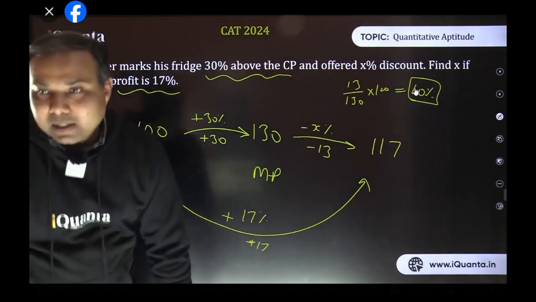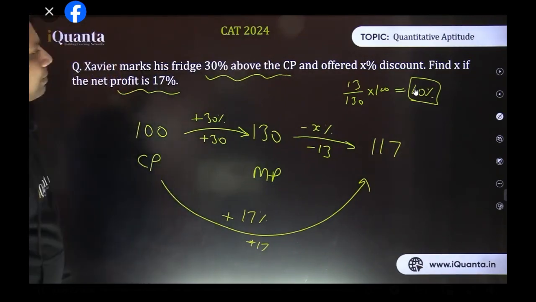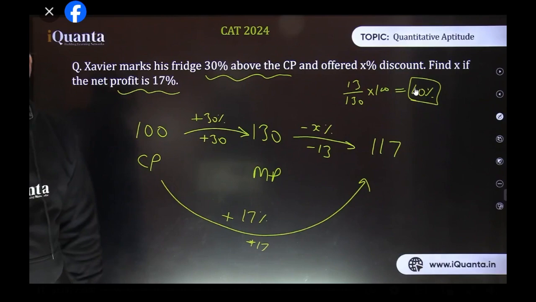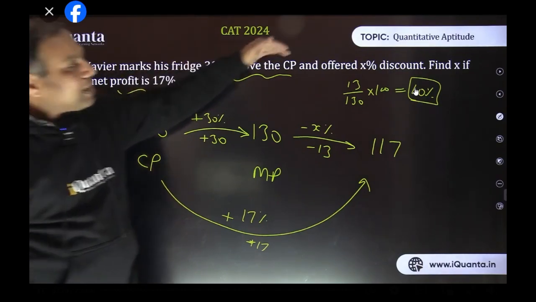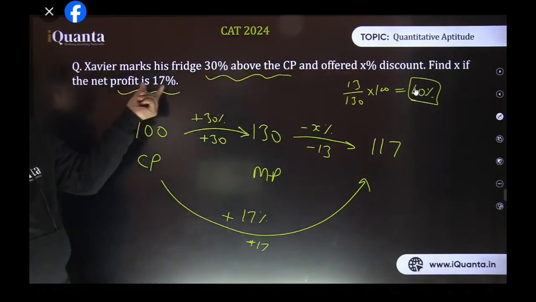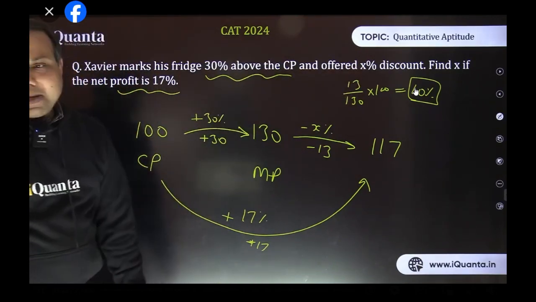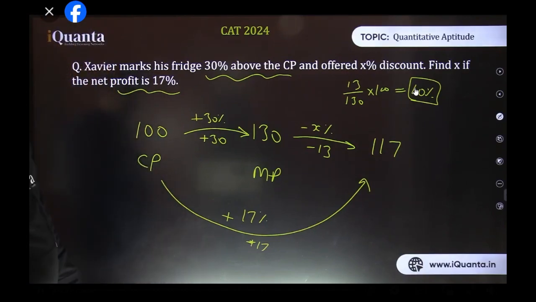Fine. Some of you are using a multiplication factor as well. That is also possible. That also can be used. So how can we use multiplication factor here? See, on that initial price, we are increasing the price once and then we are decreasing it by certain percent, and net profit is 17%. Fine. So we can make use of multiplying factors as well. So that is also a good way to work. Let's see that also.